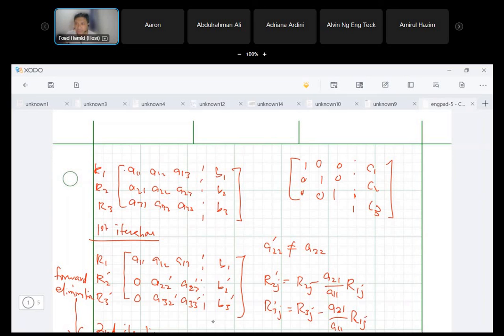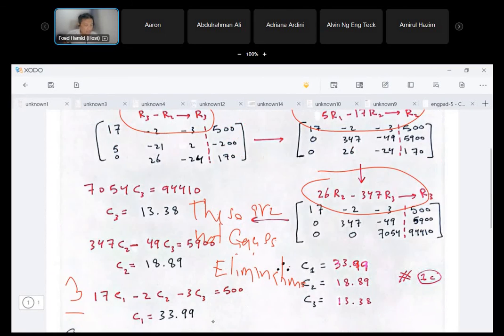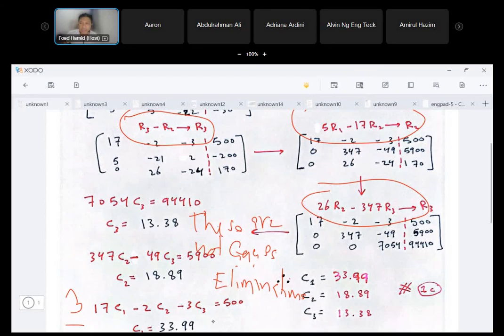The three equations, for example, in this question. So this is one of the common mistakes. A lot of you are doing this. A lot of you are just doing elimination, not Gaussian elimination.